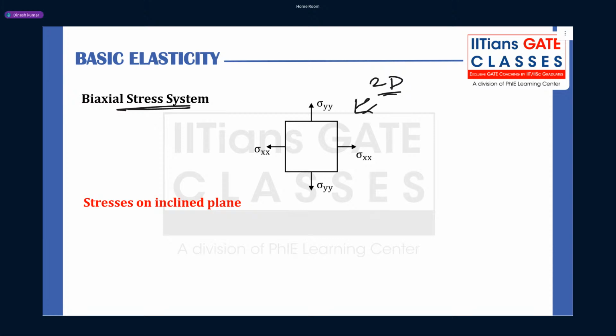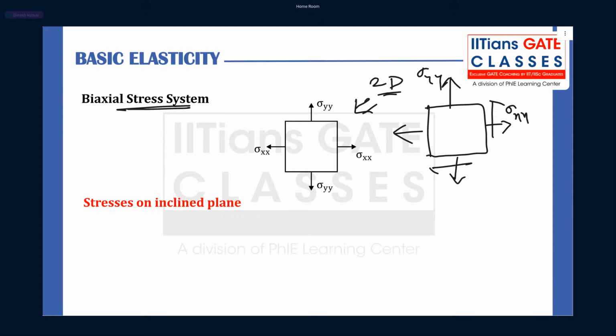Nived, what is zero for biaxial stress system? Initially, if you write the 2D stress system, I'll just draw it and you tell me by comparison. Your 2D stress system has sigma xx, then the corresponding shear, and sigma yy. If you compare the 2D and this biaxial stress system, what is zero? Vinayak? Yes, Gopal. Shear stress is zero.